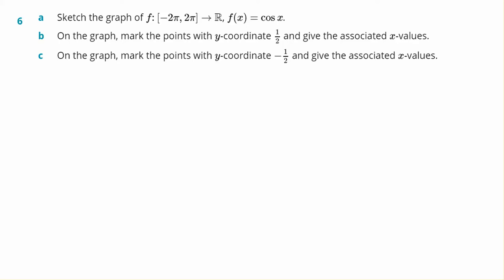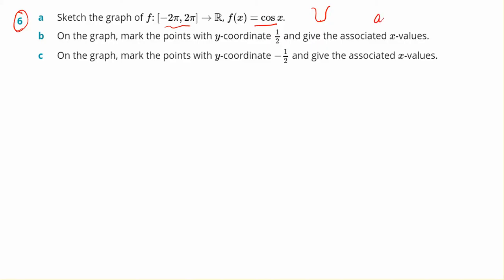Methods. We're going to look at question 6 from exercise 14H. It says sketch the graph of cos x, so that's the basic cos graph between negative 2 pi and 2 pi. Now we know the normal cos graph looks like this. Positive cos graph looks like that. You're starting at the maximum, then you go to the median, minimum, median, maximum.